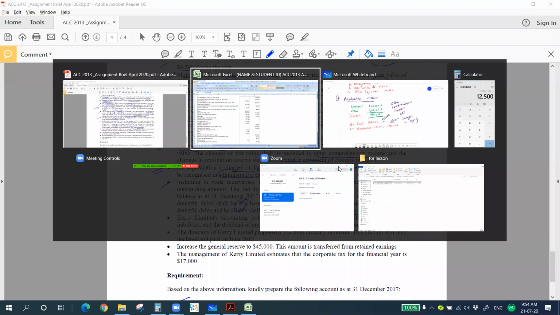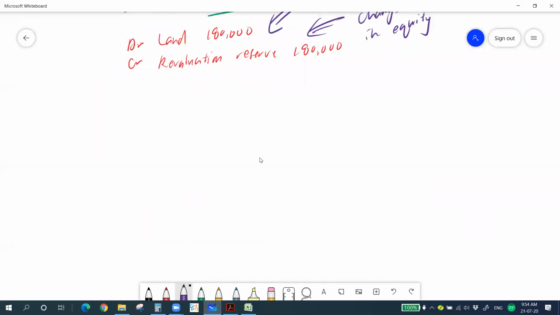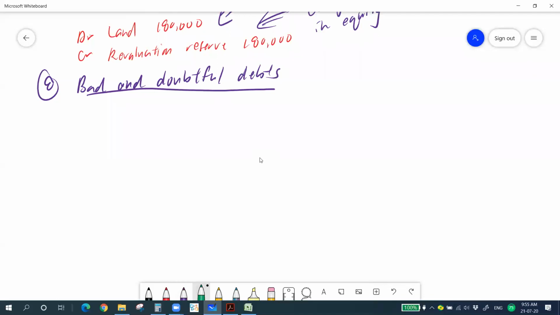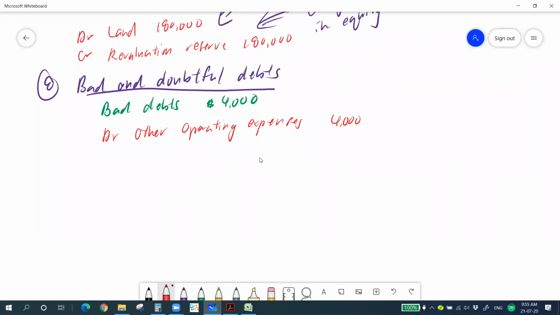So this one, number 8, regarding your bad and doubtful debts. So the first one is the bad debts, right? The amount of bad debt is 4,000. So the double entry for these bad debts: we debit other operating expenses 4,000, and then we credit trade receivables 4,000.